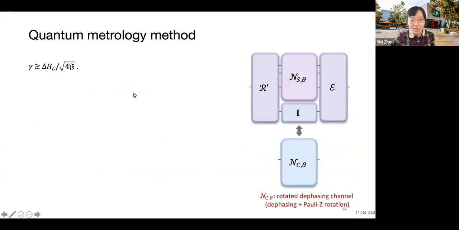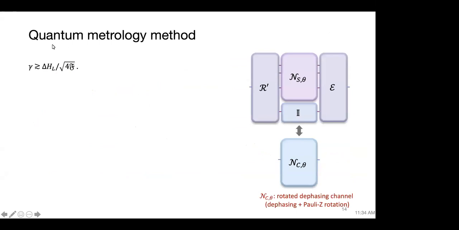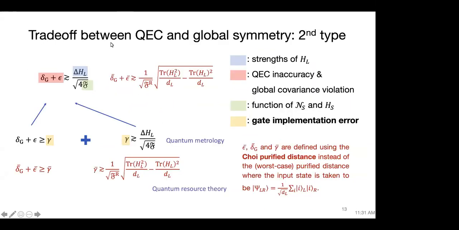So now I'm just going to, sorry, talk about, yeah. Could you say what's the significance of taking this global covariance with the Choi purified distance?